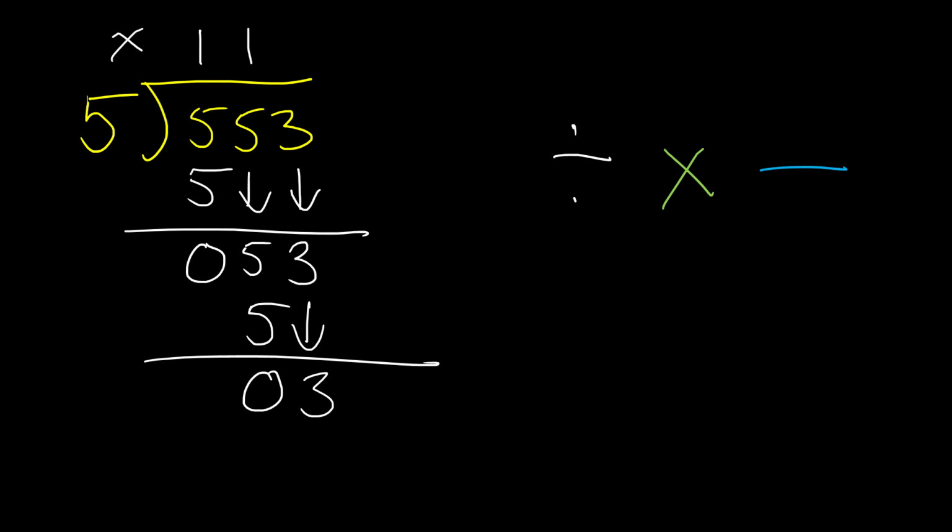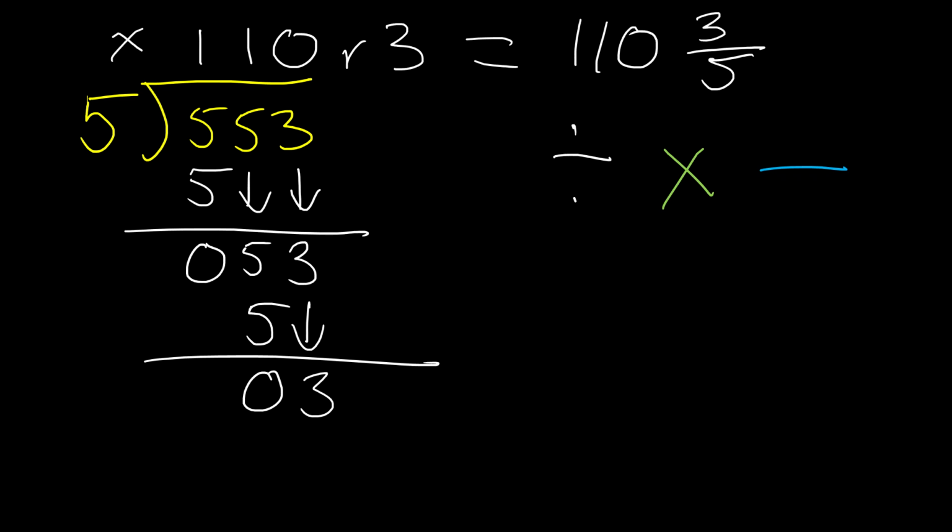5 cannot go into 3. We're going to add a 0 here. And we have 3 remainder. Now, to write it another way would be 110 and 3 over 5.